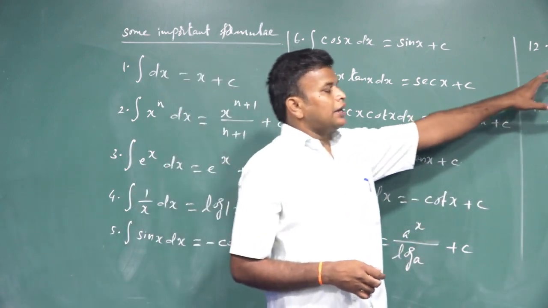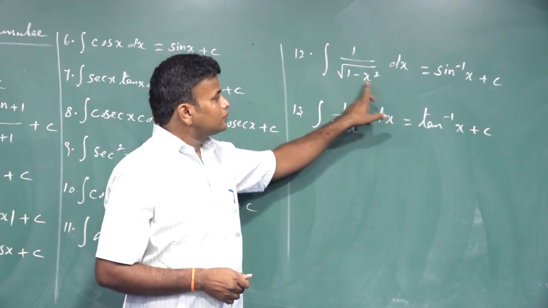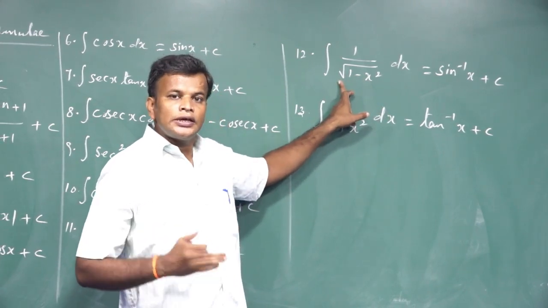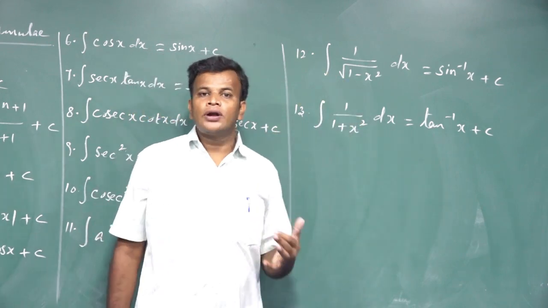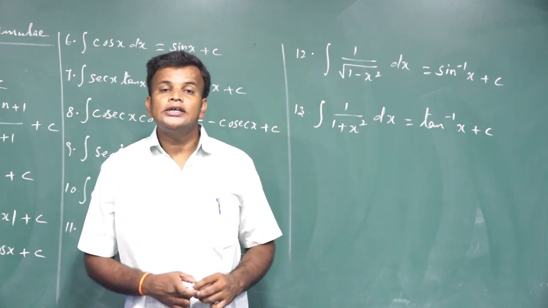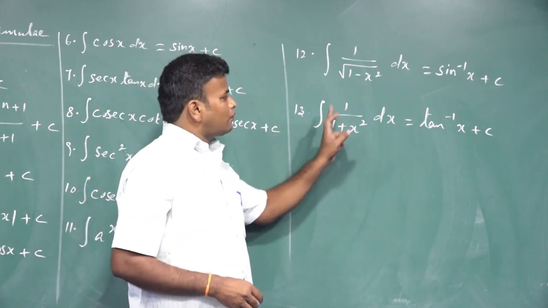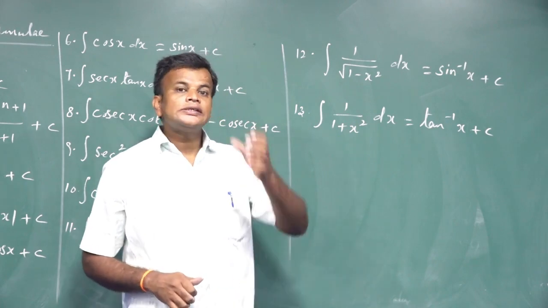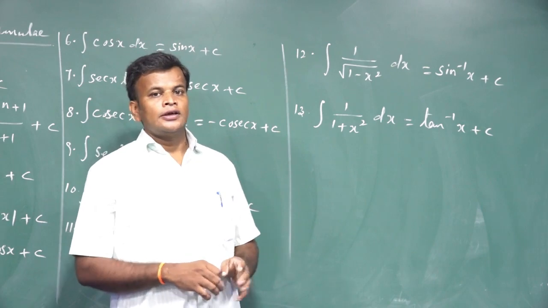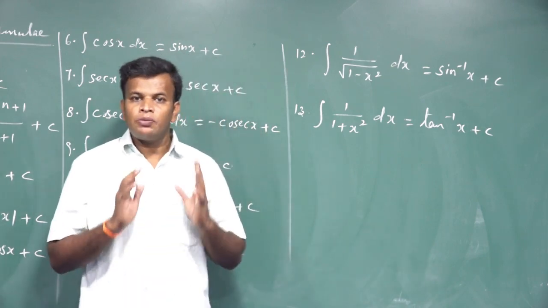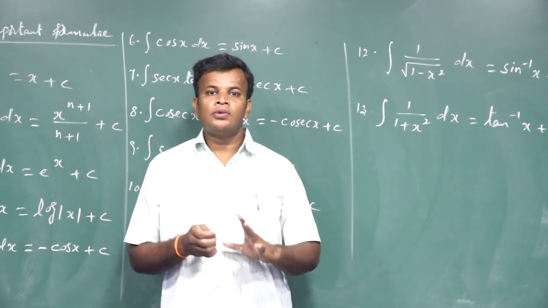Next one. Integrating of 1 divided by square root of 1 minus x square. We see this term in differentiation. Yes, it is exactly the differentiating of sine inverse of x. Now the integrating of 1 divided by square root of 1 minus x square is sine inverse of x plus c. Next, the integrating of 1 divided by 1 plus x square is tan inverse of x plus c. So in the first exercise, these 13 formulas must be memorized. We use these formulas one by one in any of the sums.